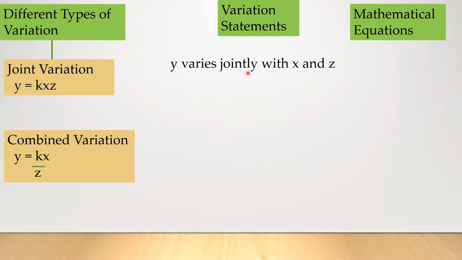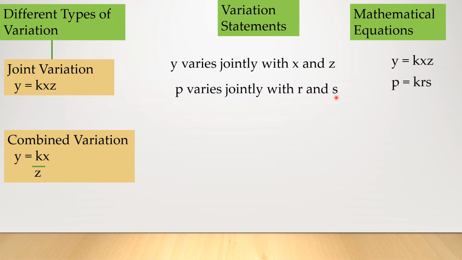Okay, so let's have the variation statements for this type. So y varies jointly with x and z. Of course, that is y is equal to kxz. Or p varies jointly with r and s. Simply, p is equal to k times r times s. Just multiply the other two quantities, r and s.